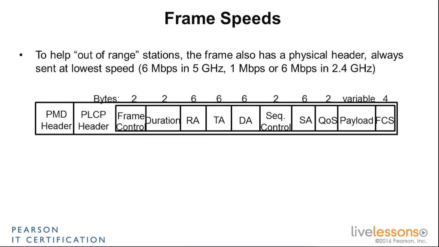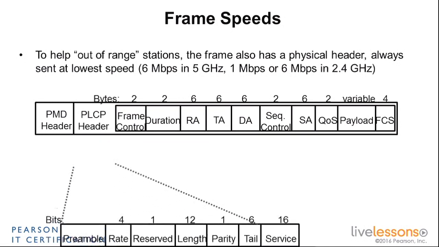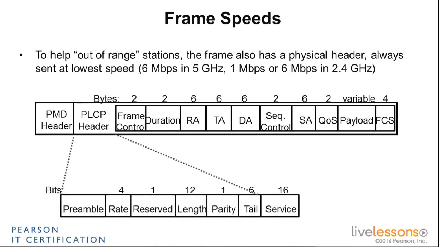And then there will be a section of the frame that you see described here with a PMD and PLCP header that is going to describe what is going to come after. And the key thing for you is that that physical header, PMD and PLCP, is always sent at the lowest possible speed, which means that if you send in 5 GHz, it's going to be sent at 6 megabit per second with QPSK. If you are in the 2.4, depending on what protocols you're using, it may be 1 or 6 megabit per second. And that is true even if you disable 6 megabit per second on your controller.